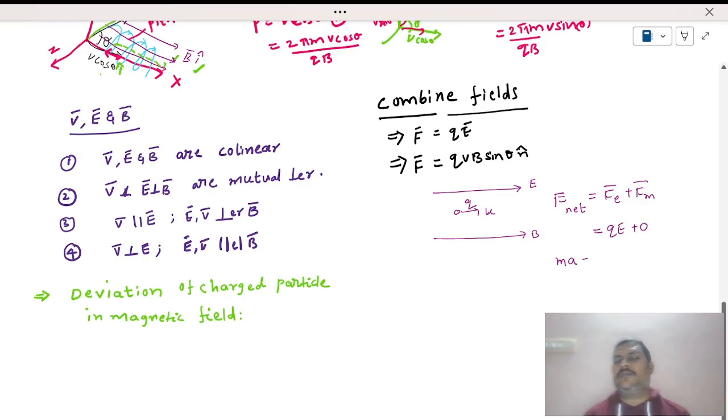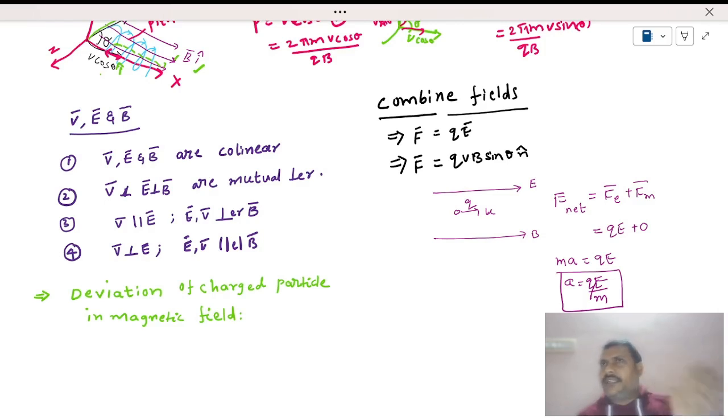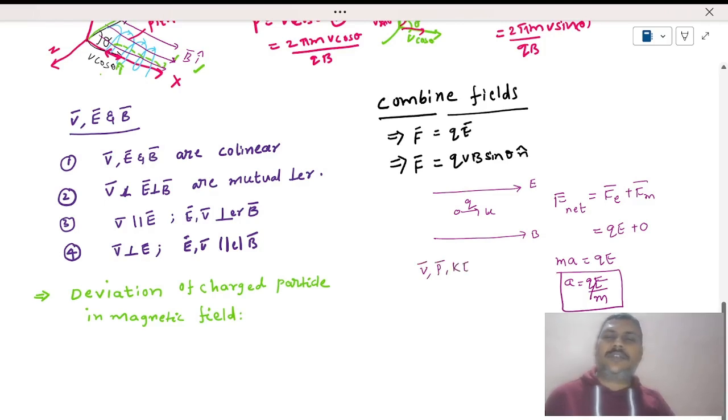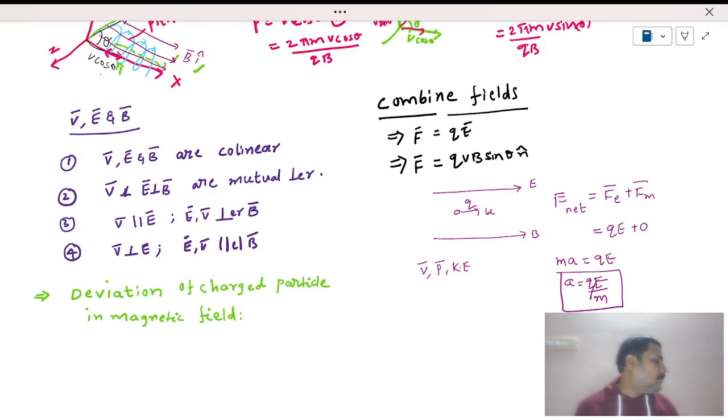Therefore F net is equal to QE. That means M into A is equal to Q into E, so the acceleration of the particle is QE by M. Like this you can find it. So this is one case when the electric field, the magnetic field, and the direction of the charge are collinear. In this case it experiences only electric force, and the magnetic force is 0. Only because of the electric force, the velocity of the particle changes, momentum changes, and kinetic energy also changes. All these quantities change with respect to the direction of the field. So velocity, kinetic energy, and momentum increase in the direction of the field.